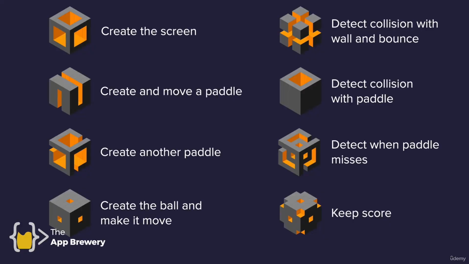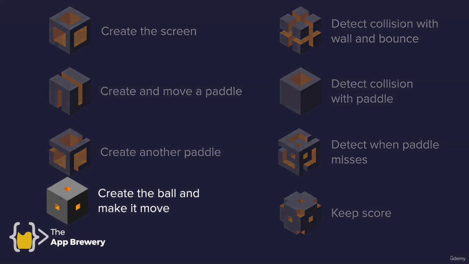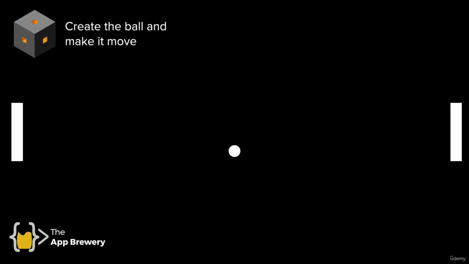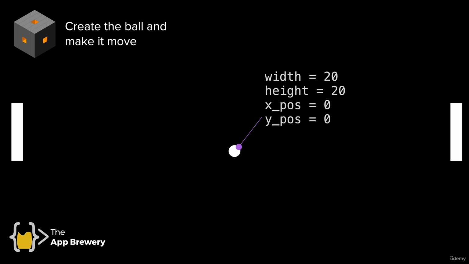Now that we've created both paddles, the next obvious step is to create the ball and get it to move. So this ball is going to be created as a separate ball class, and the ball object that we're going to create from it will have a width of 20, height of 20, and its X and Y position will start out at the center of the screen, so 0, 0. Now, when the screen refreshes, the ball is automatically going to move on the screen, and it's going to move up and also to the right. So its X and Y positions will change on every refresh of the screen.